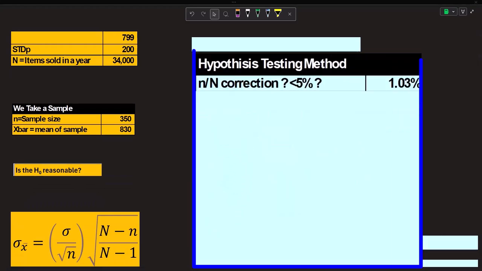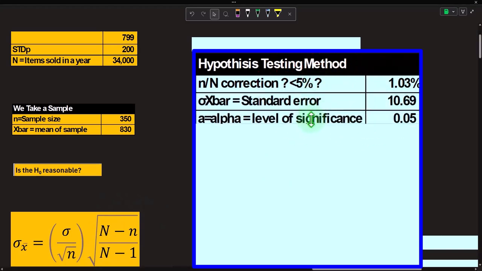First question: n over capital N, which is the sample over the population, is that less than 5%? So this is our check to see whether or not we need to be using this second bit, which is the correction factor. You will recall that if N is large, it's likely that you're not going to need the correction factor, and that is often the case, which means you could drop off this second bit, which is what we've typically been doing. And you could see that this is less than 5%, so we're not going to be using that second bit of the formula.